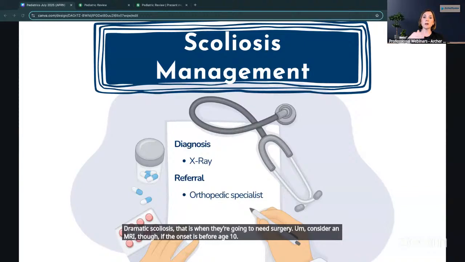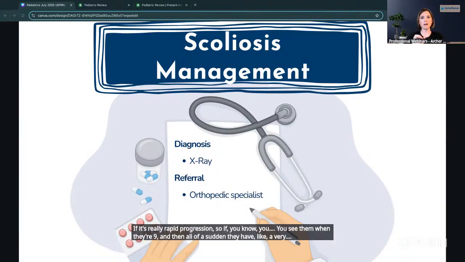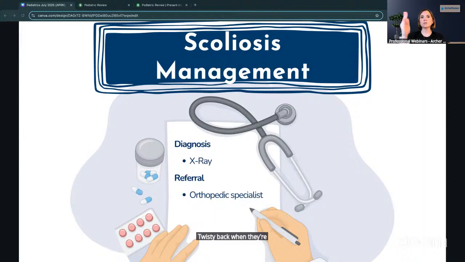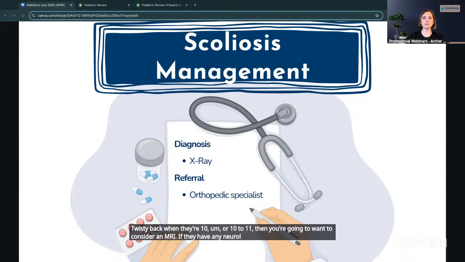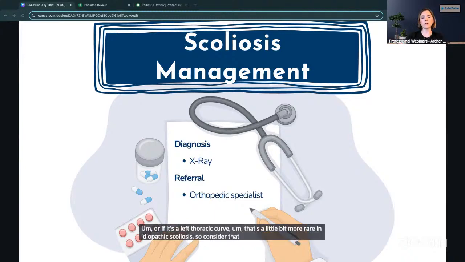If it's really rapid progression, so if you see them when they're 9 and then all of a sudden they have a very twisty back when they're 10, or 10 to 11, then you're going to want to consider an MRI. If they have any neurological signs, or if it's a left thoracic curve, that's a little bit more rare in idiopathic scoliosis, so consider that as well, and or go ahead and refer them.